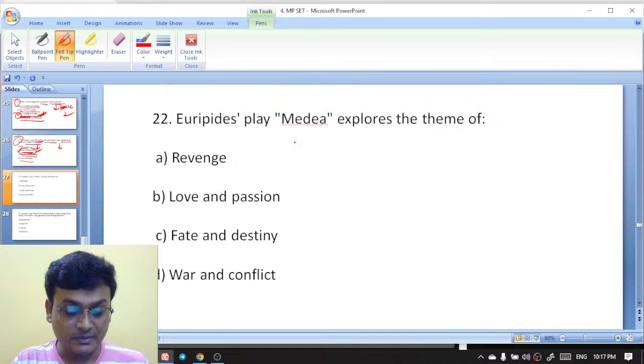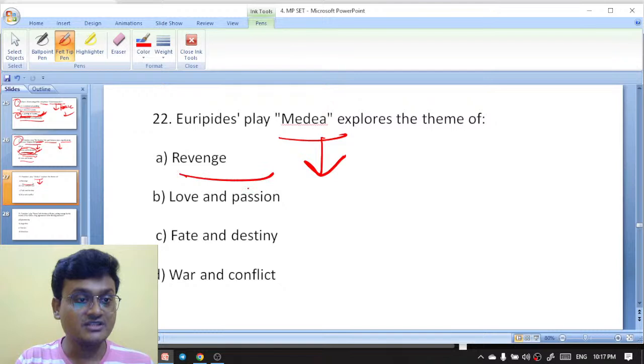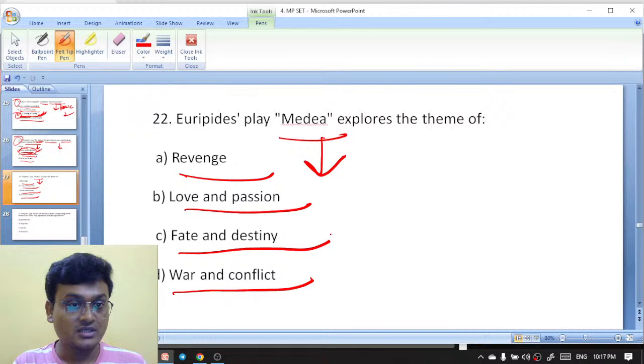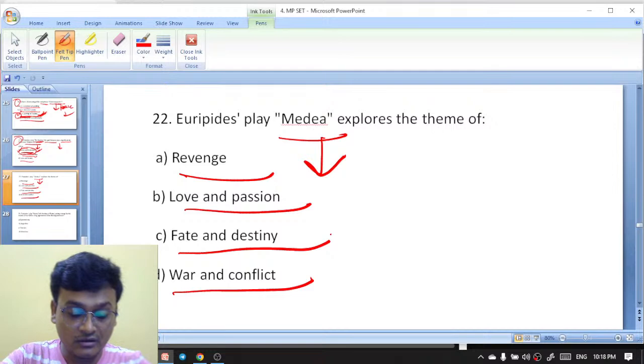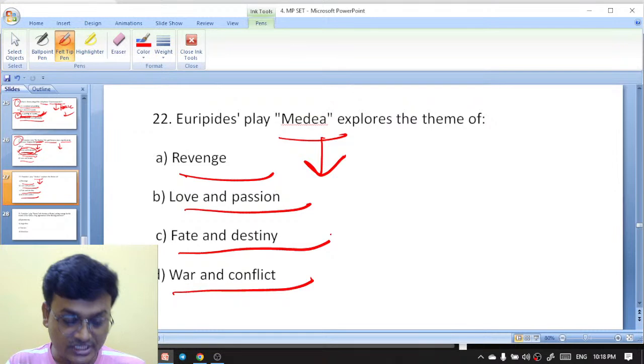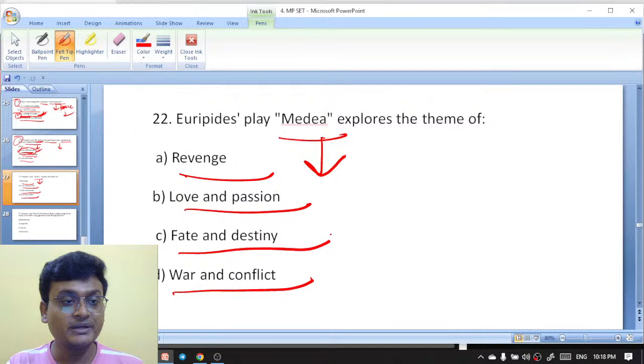Euripides' play, Medea, explores the theme of revenge, love and passion, fate and destiny, war and conflict. The theme of Orestes' trilogy is war and conflict. And here, Euripides' play Medea explores the theme of revenge, love and passion, fate and destiny, war and conflict. And here the right answer would be what?